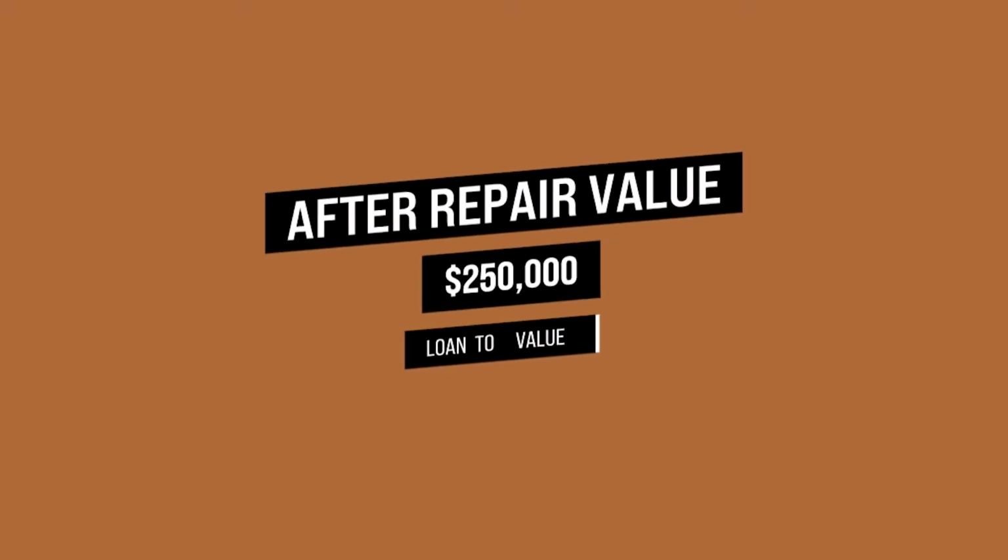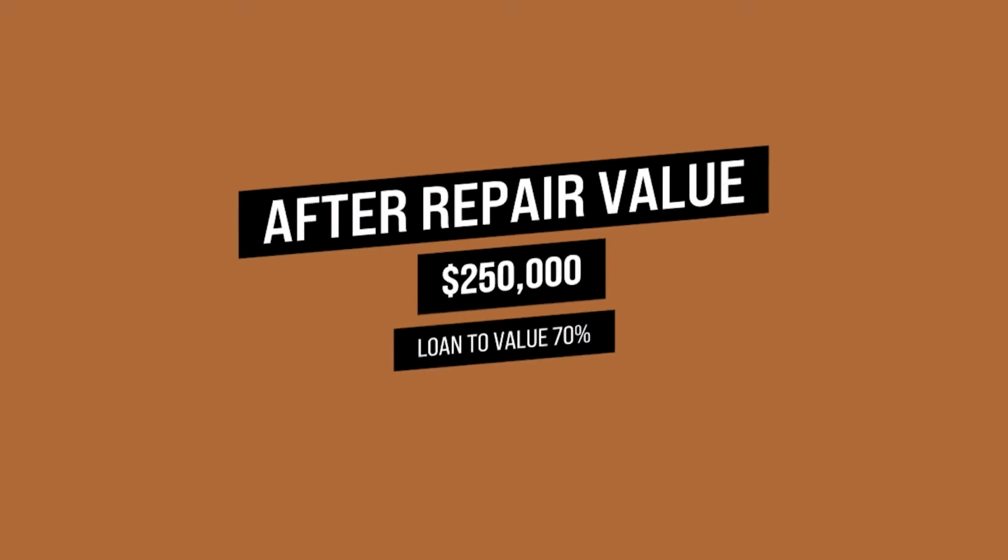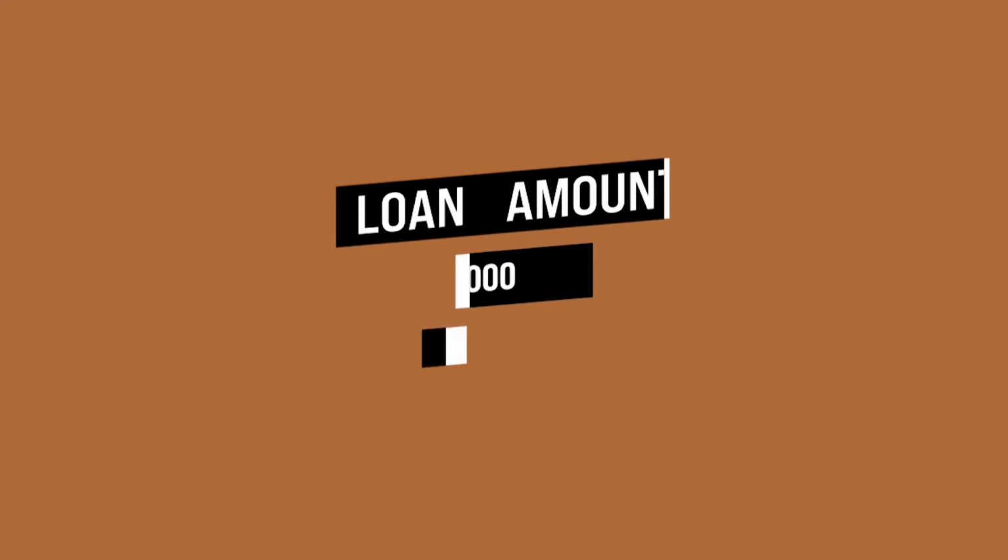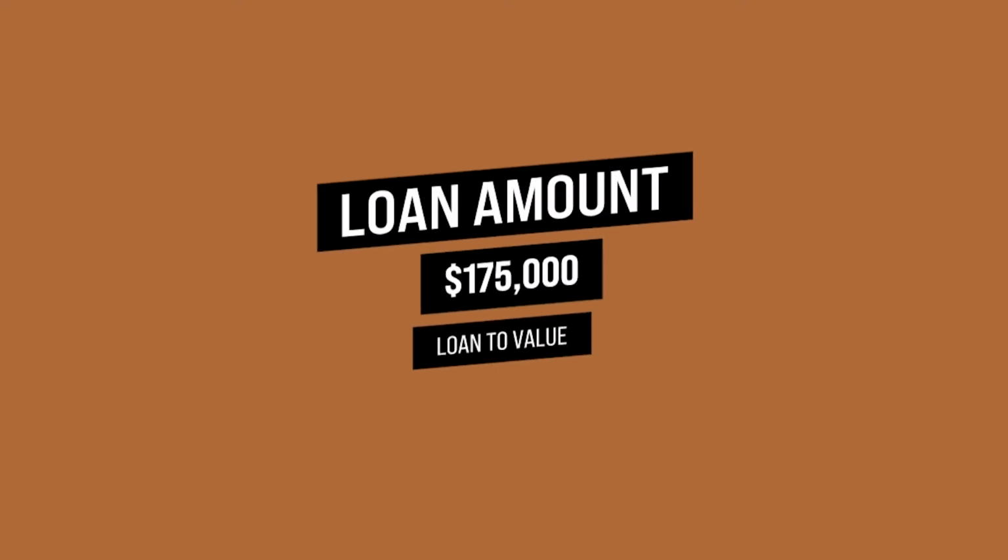Let's utilize $250,000 as an easy example. So if your after repair value is $250,000, a normal hard money lender will lend probably about 70% of that. So that is your loan to value of 70%, which would give you a loan amount of $175,000.